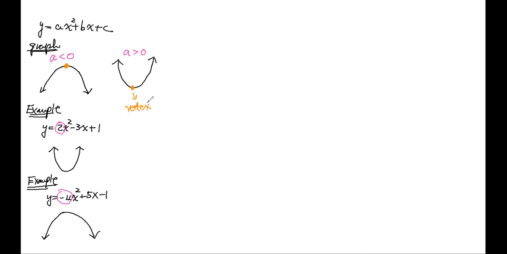So where is it going to turn? The vertex formula you might want to remember: the vertex is going to turn at the x value of negative b over 2a. Then the y value will just be what you get when you plug negative b over 2a into the function. Okay, so let's take a look at our examples here.